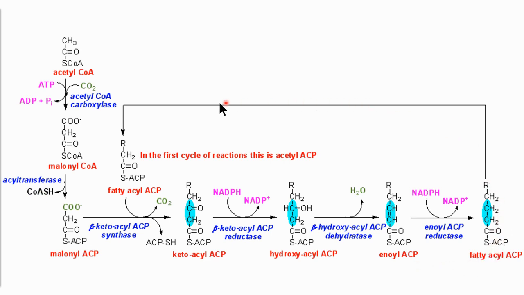This part of the cycle is already part of the FAS. Okay, so ito po yung cycle na paulit-ulit hanggang sa makabuo ka ng palmitate. So 7 times to mag-uulit dito. Okay, so add lang kayo ng add ng dalawa. Okay? Now, ano yung pinagkaiba ng fatty acid synthesis and degradation?